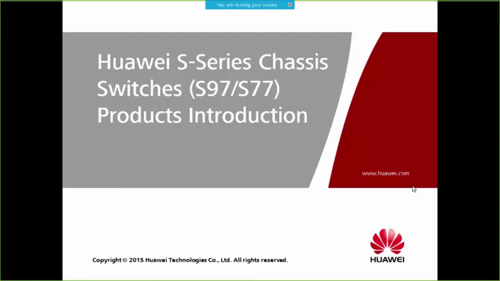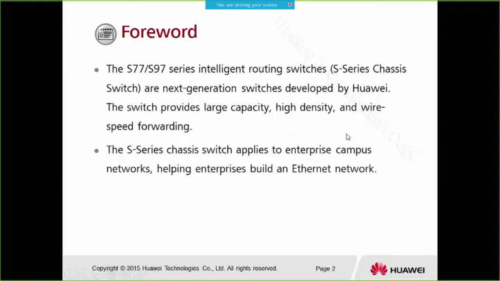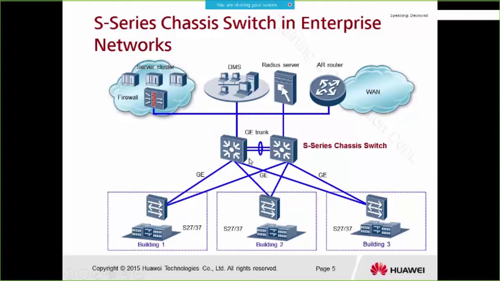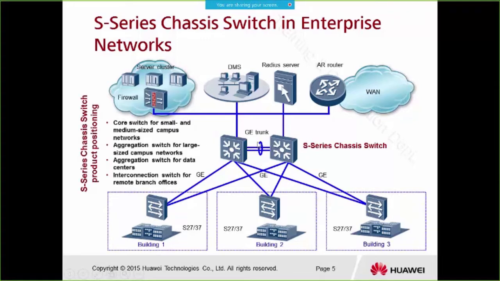Okay, for chassis switches, there are two types, S97 and S77. These chassis switches have much higher performance than box switches, so we always deploy them in the core layer and aggregation layer. We use them in the core layer for small and medium-sized campus networks, and as aggregation switches for large-sized campus networks.